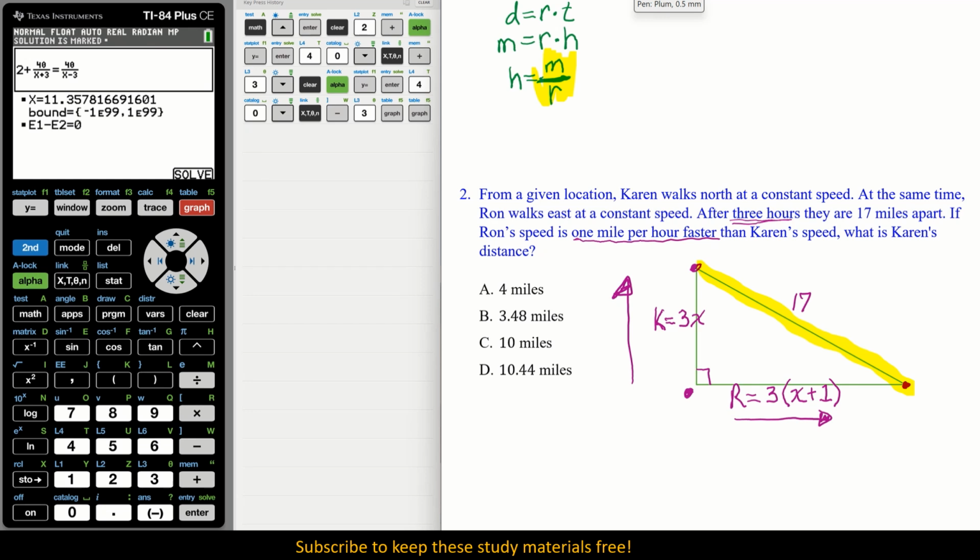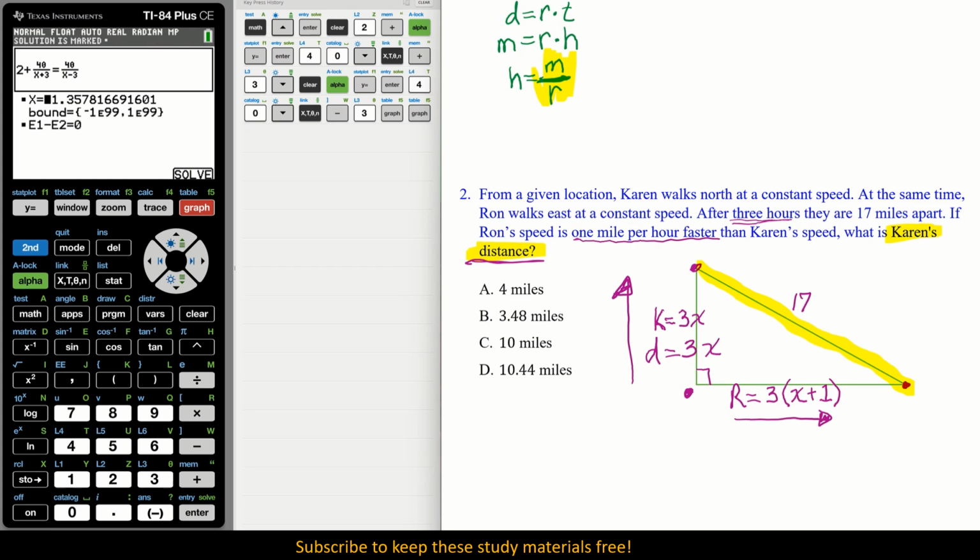Okay, so what we need to do at this point is find out the value of x. But be careful. Be careful. I'm going to highlight this. It says, what is Karen's distance? Careful, careful. This whole expression is her distance. So Karen's distance, so her D equals 3 times whatever x is. So when we get our value for x, we need to remember that's times 3.